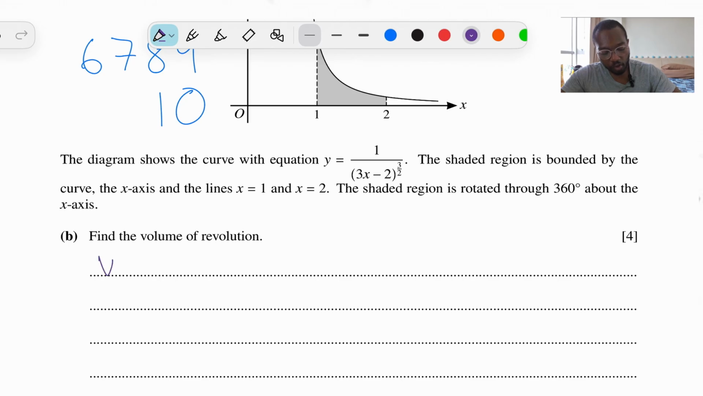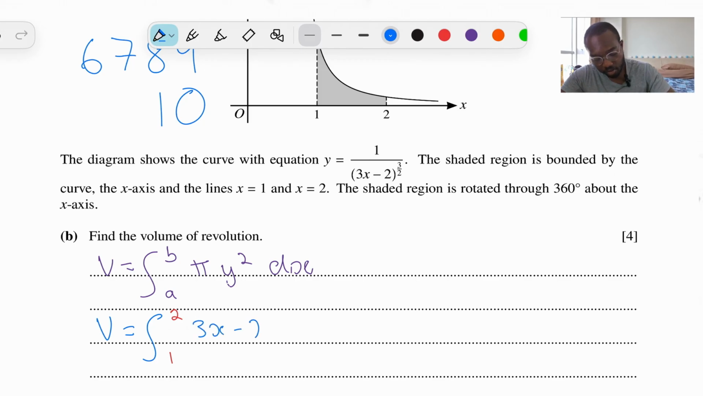So the formula for the volume of revolution when we have something like this is the integral from a to b of pi y squared with respect to x. So that is the formula. In our case, what would that be? Well, V is equal to the integral from 1 to 2, because we've got it between 1 and 2, of y squared. We know y is 3x minus 2, and I'm going to write that to the power of minus 3 over 2, and it's all of that squared, with respect to x.